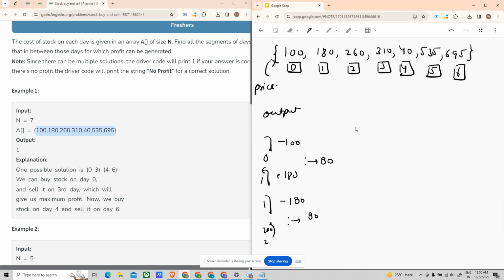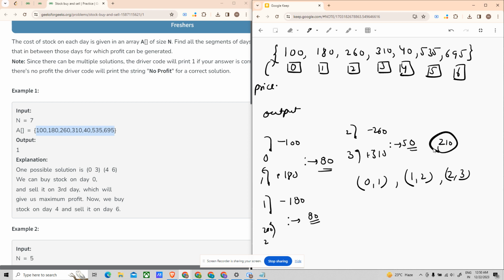Then I say buy on 260 again and sell on 310, giving rise to 50 rupees. So the segments would be 0 to 1, comma 1 to 2, comma 2 to 3. The total profit up till now is 80 plus 80 plus 50, that is 160 plus 50, which equals 210.